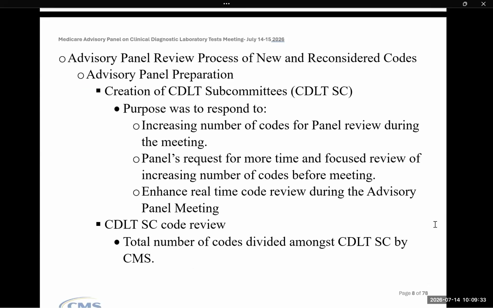Over the years, we've created subcommittees to review the list of codes. The purpose of the subcommittee is to maximize the utility of panel member expertise while streamlining the efficiency of the discussion during the meeting. We have created two subcommittees for this purpose. One is the Molecular Pathology Genomic Sequencing Subcommittee, or the MOG subcommittee. And the second is the Subcommittee on Chemistry, Hematology, Immunology, and Microbiology, or the CHIM subcommittee.